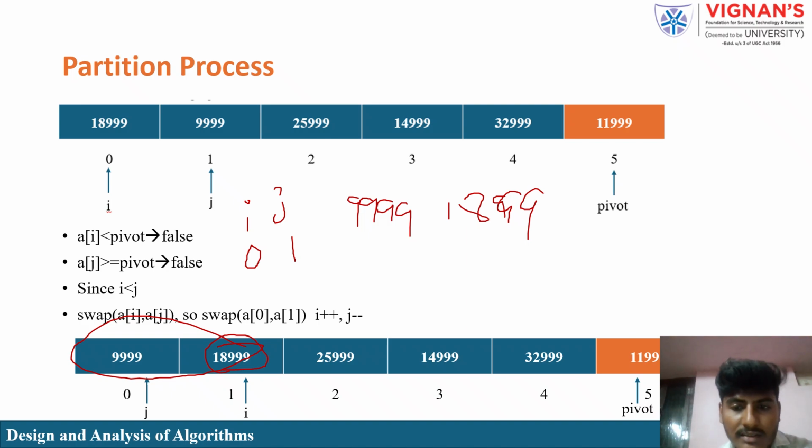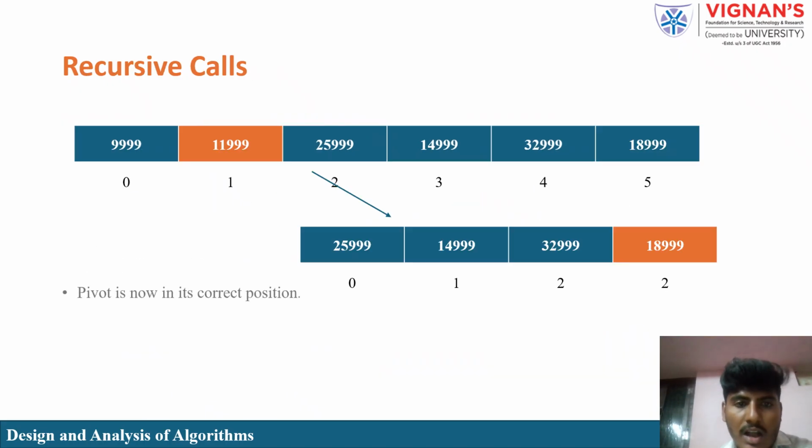And we can again check the ith loop and jth loop. i increments from 0 to 1 and j decrements from 1 to 0. Then check the condition i less than or equal to j. Here i and j have swapped or intercrossed. So we can swap a of i and the pivot element. After swapping pivot with a of i, the pivot is fixed. The pivot comes under the fixed position.